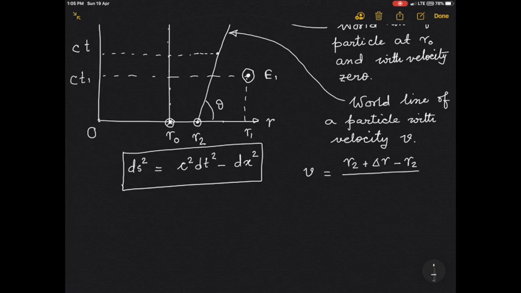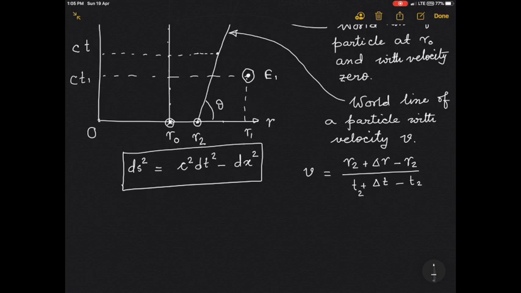and the particle is at r2 plus delta r at a time t2 plus delta t from the time t2. So the particle is at t2 at r2 and then goes to r2 plus delta r at t2 plus delta t. Then that is the definition of the velocity, right?